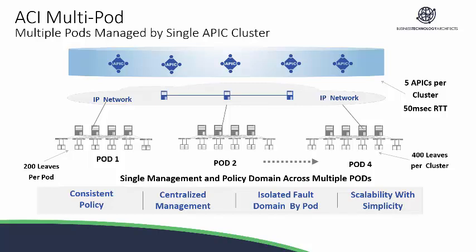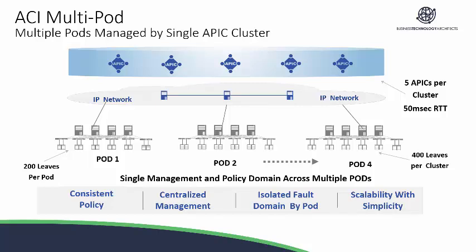So ACI multi-pod is a single APIC cluster that manages multiple pods that are connected via dark fiber. You can see that you have 5 APICs per cluster with a 50 millisecond round trip delay. There's an interpod network between the actual fabrics themselves. So you've got pods 1, 2, 3, and 4.